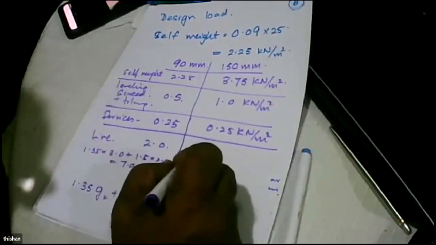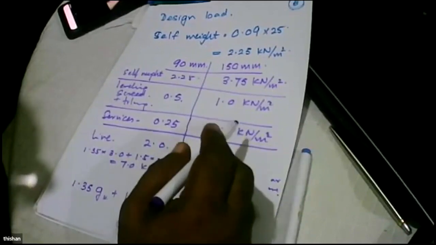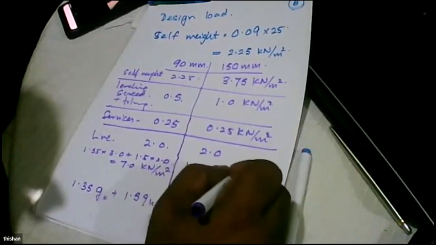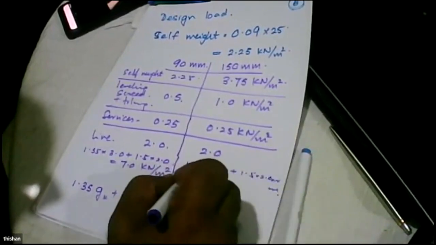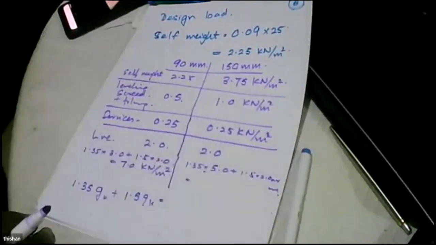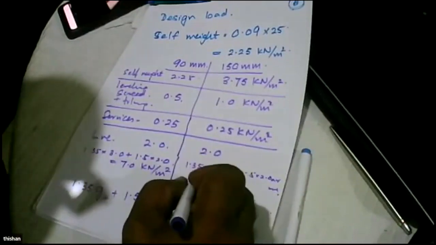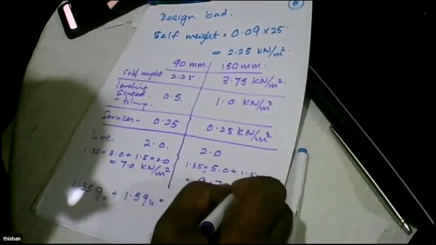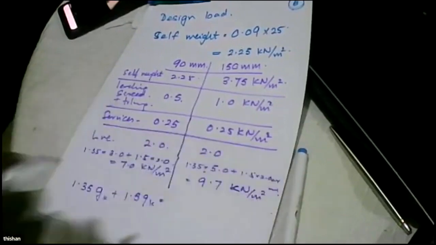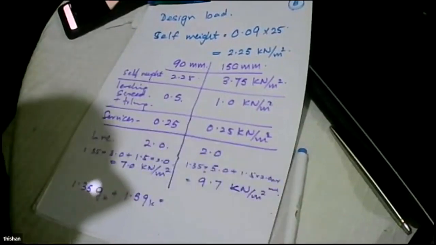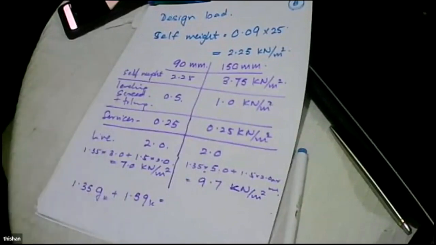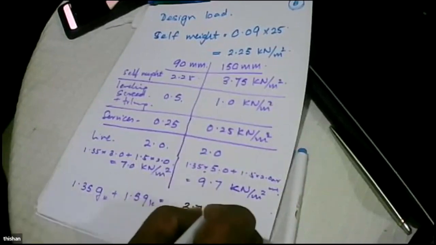This side, we get 1.35 times 4.5. Is that right, Bandhuko? Yes, sir. 9.75. Yeah. So you can see now we make a saving of 2.7 kilonewtons per meter squared.